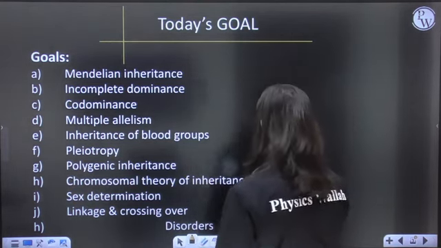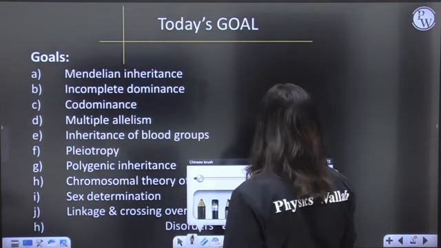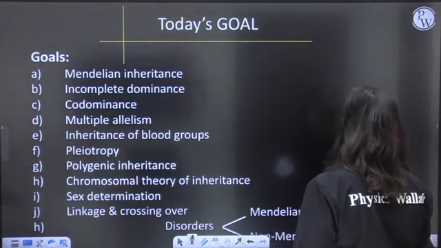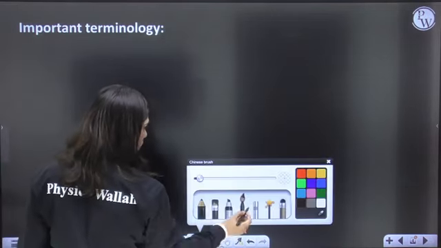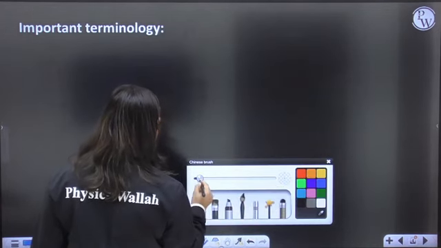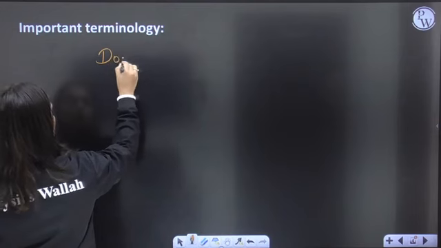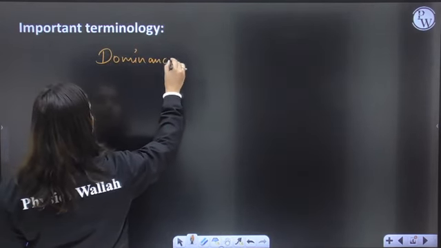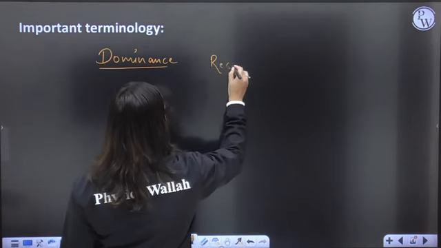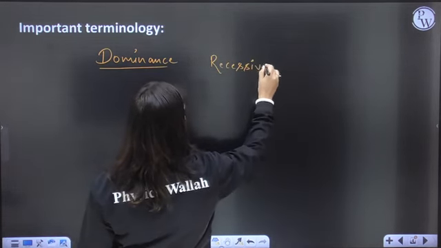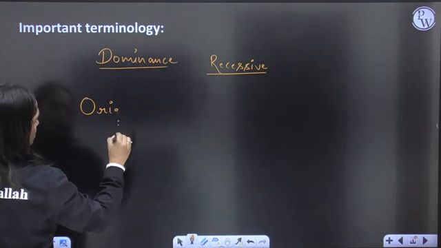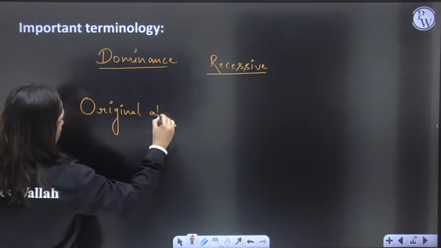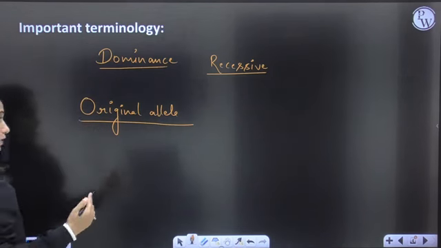Before starting the lecture, I would be discussing some important terms with you which we would be using in this chapter. First of all, let's discuss the concept of dominance and the concept of recessiveness. What is a dominant and recessive allele? To understand this, let's go to the original allele present in the population.